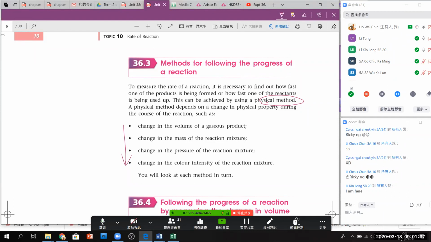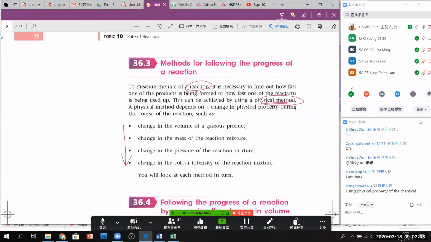But indeed, the reaction to be monitored is a chemical change. How would you understand by that? Now, using a physical property of a chemical, could you please elaborate more? Now, first of all, the reaction is a chemical change.